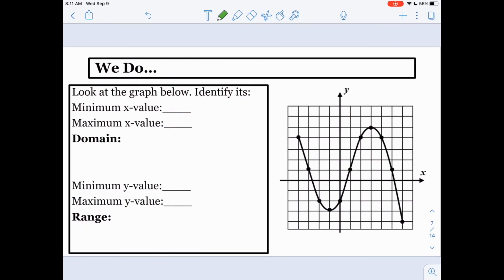Now let's try an example together. Look at the graph below and identify its minimum x value and its maximum x value. Pause the video here for 60 seconds.